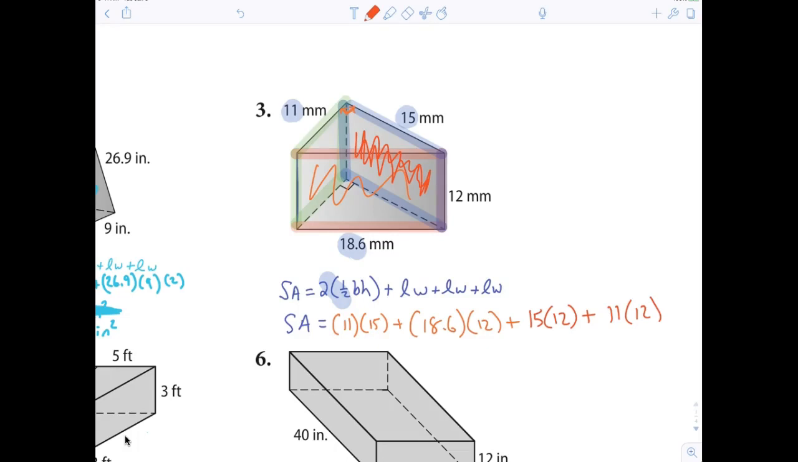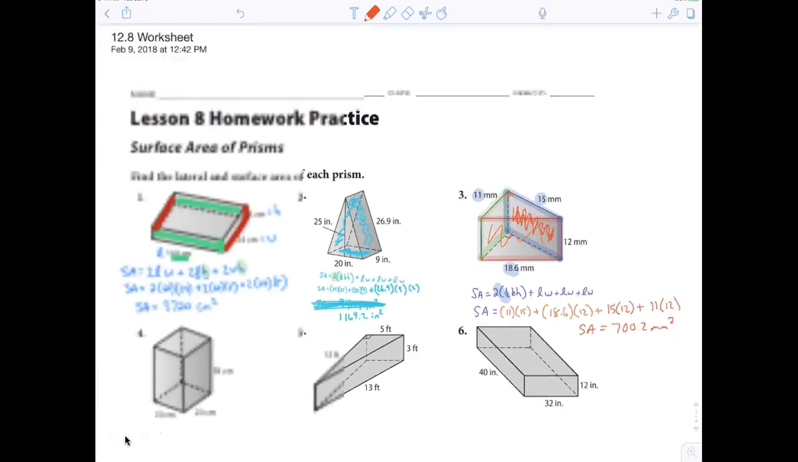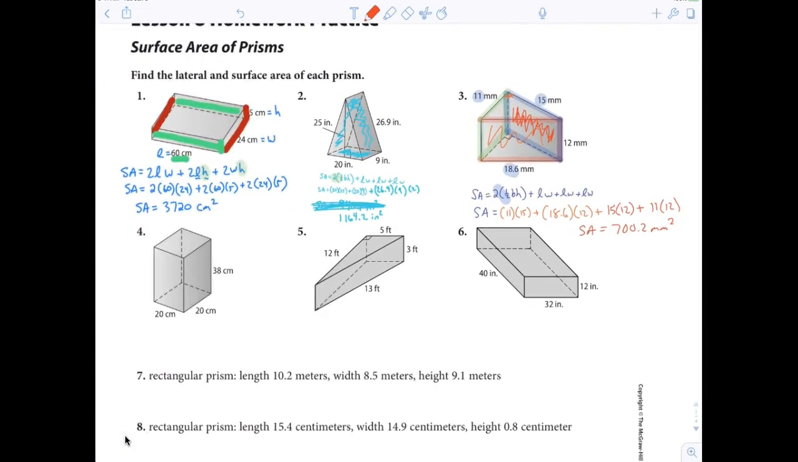I got 700.2. Anybody else get 700.2 millimeters squared? I got 700. Yep, 700.2. Yeah, so 700.2. We're happy with that? Okie doke.